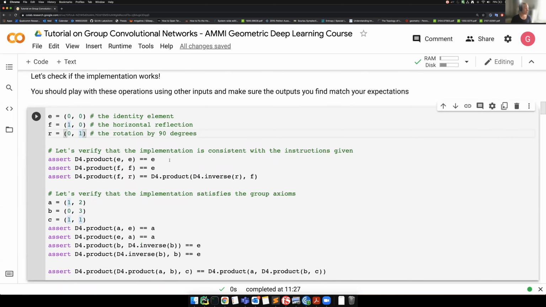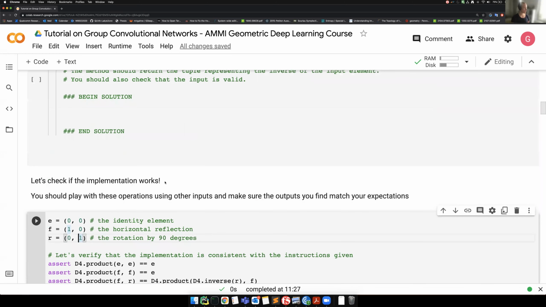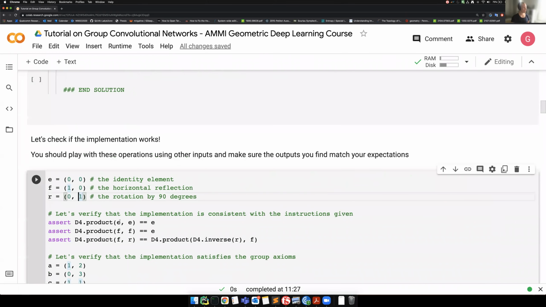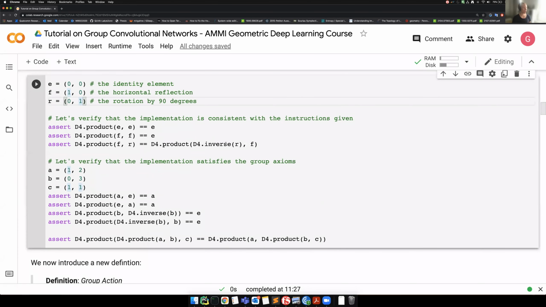Now we check if the operations you implemented satisfy our instructions. We said that we should have these properties. First of all, we check that the identity times the identity gives us the identity, and that a reflection times a reflection gives us the identity, because the reflection is the inverse of itself. Then we check that the reflection times a rotation is equal to the inverse of the rotation times the reflection. And then we check a few random combinations. We check that the group axioms are satisfied.